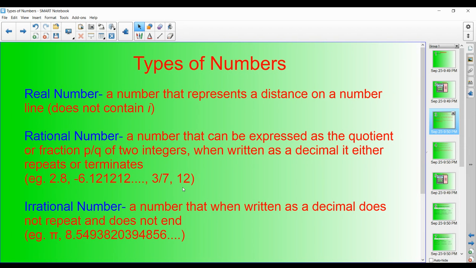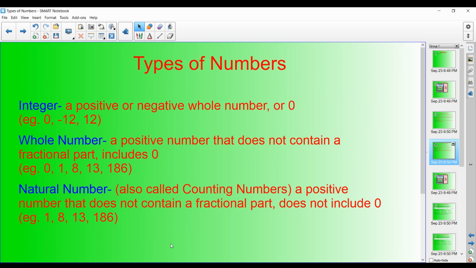Now, irrational are the other type of real numbers. So those are your non-repeating, non-terminating decimals. So pi, which is 3.1415926535, keeps going on with no pattern. Or this random decimal I made up that has no pattern and just keeps going. So the ellipses, the 3 dots, tell us it keeps going. Those are irrational.